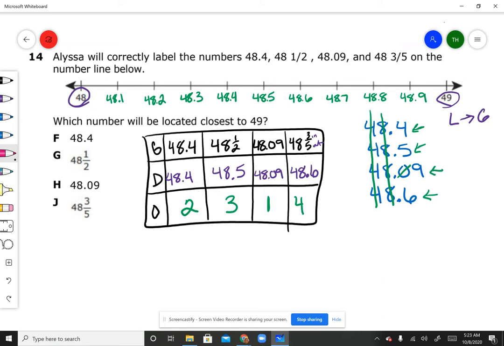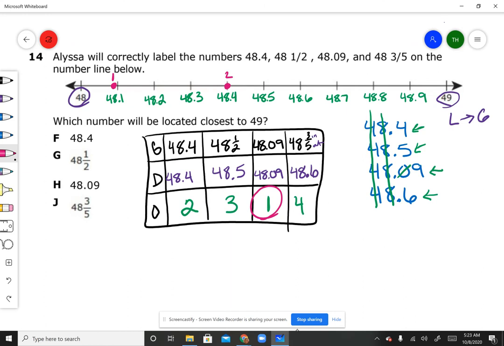48.09. That's going to be less than 48.1. Okay, just a little bit. So this is, I'm just going to label it by these numbers here. So that's number 1. Number 2 is 48.4. Okay, so that's going to go right here on 48.4.